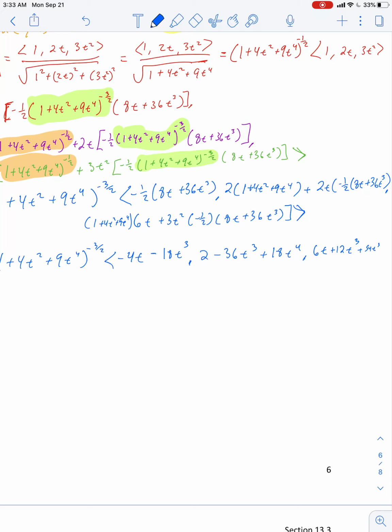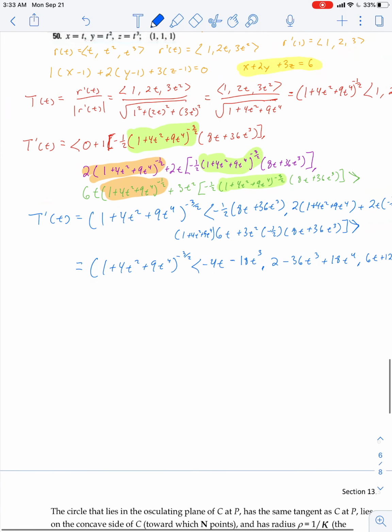And then 18, let's see, half of that is 18, 36, and the 18 is going to be 54t to the 5th. So minus 54t to the 5th. And so that's just going to go away. And that's what I'm left with.